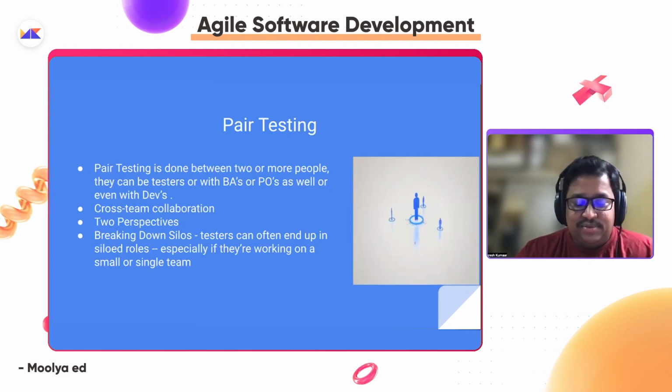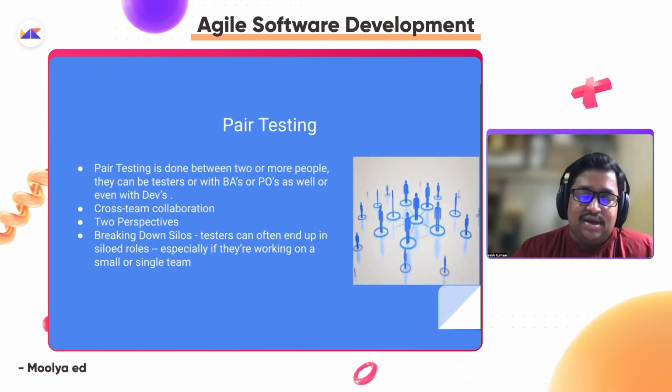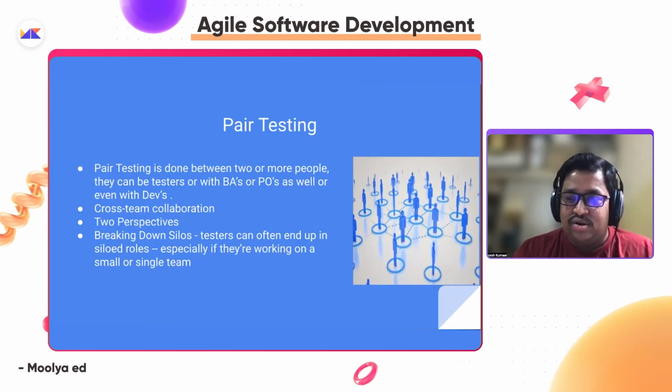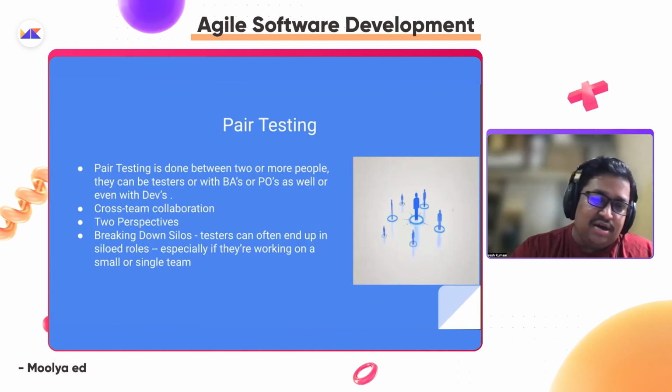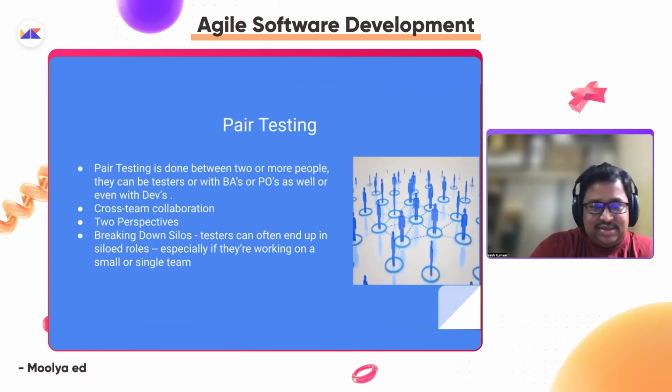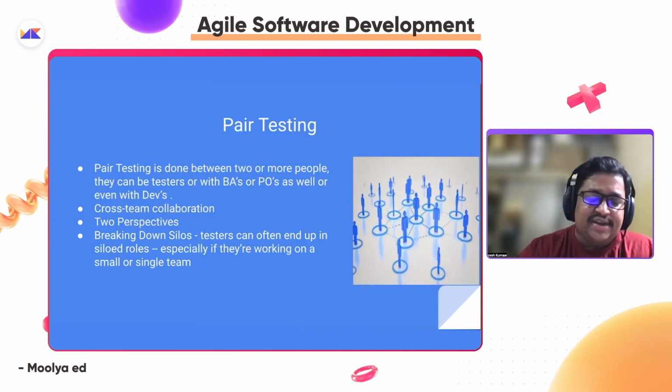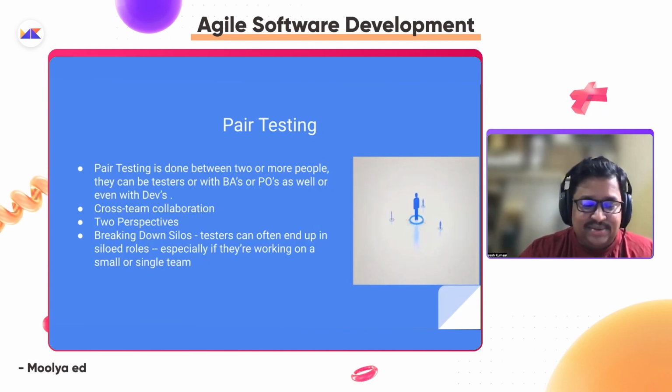When you explain something to someone, that will make you understand how well you understood the particular topic, or you can say user story in this case. So that is the main idea of pair testing. So what are we trying to achieve with this pair testing? It's like cross team collaboration.